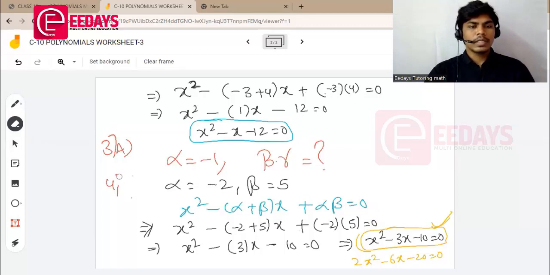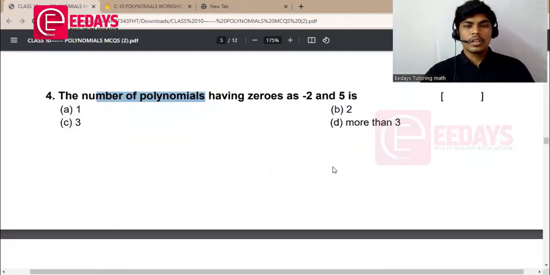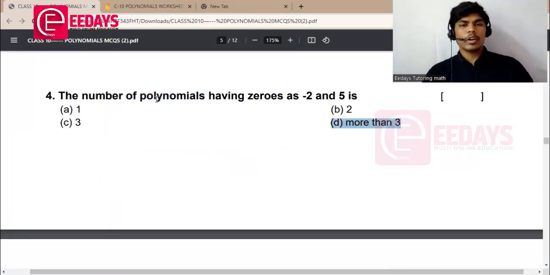So which option is correct? Option D is the correct answer. So we can generate more than three polynomials. I mean, more than 3 is nothing but infinite, we can generate. Hope you understand, everyone.